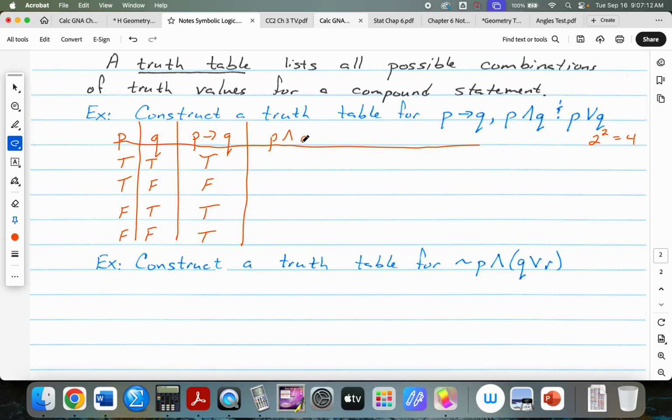Let's look at P conjunction Q. When is that true? When both are true. When both P and Q are true. So the only one that's true there is this one. The rest are false. And now let's look at P disjunction Q. What has to be true for this to be true? Just one of them has to be true. So that's true, true, true, false.